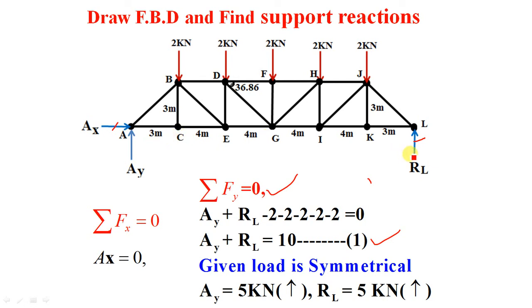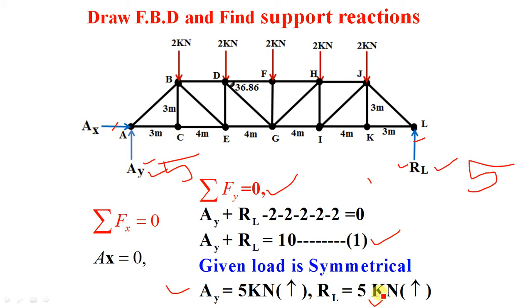If you observe this figure, it is symmetrical. If the figure is symmetrical, there is no need to take the moment. By moment also you will get the same answer. By observation you can say that whatever reaction is produced by Ay, the same reaction will be produced by RL. The total load is 10, so half will be shared by Ay and half by RL. So this reaction will be 5 and this one is also 5. So Ay is 5 kilonewton and RL is 5 kilonewton.